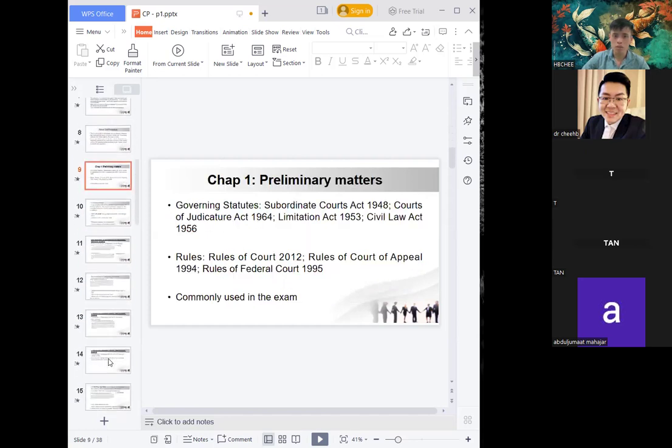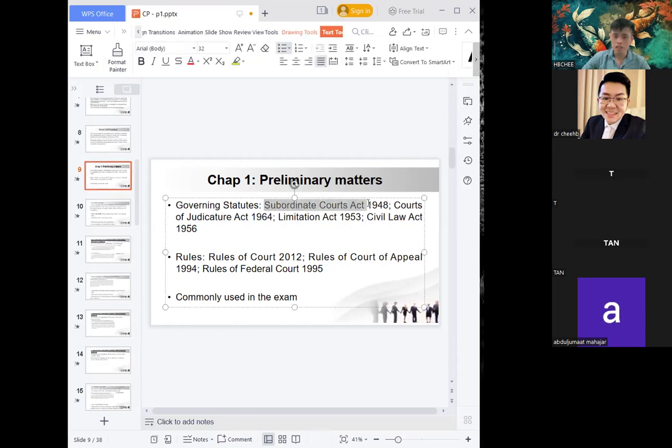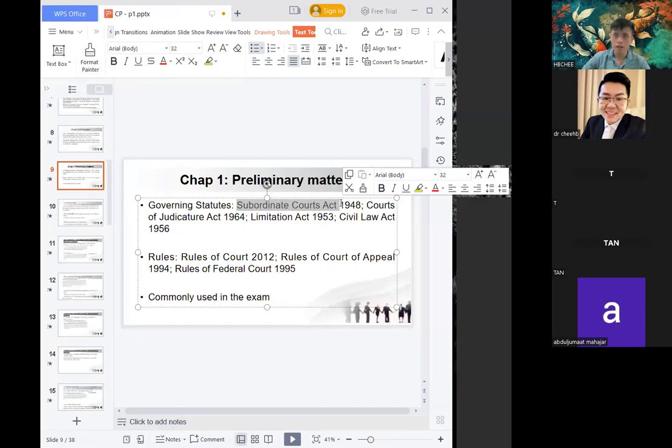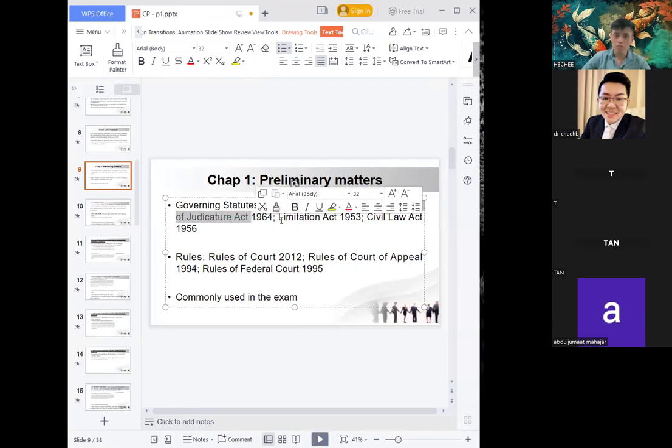Okay, so the first chapter is preliminary matters. For the beginning of the civil procedure, what we have to be familiarized with is the governing statutes. The governing statutes used most of the time are the Subordinate Courts Act 1948 and the CJA 1964. The difference between these two acts is that the Subordinate Courts Act governs the subordinate courts like the Magistrate Court and the Sessions Court, while the CJA governs the High Courts only.